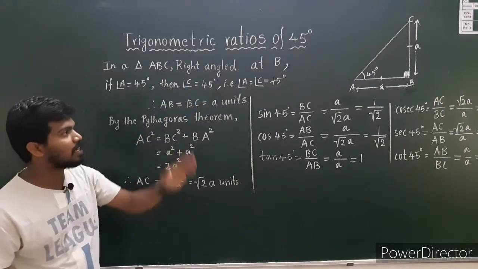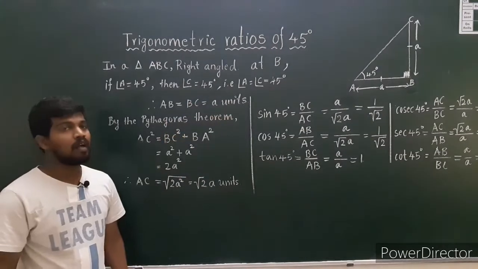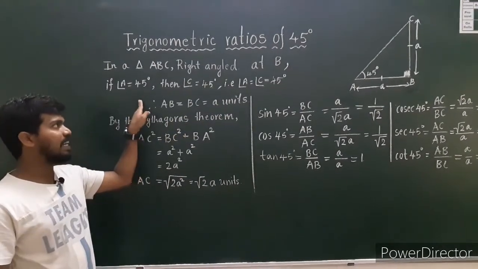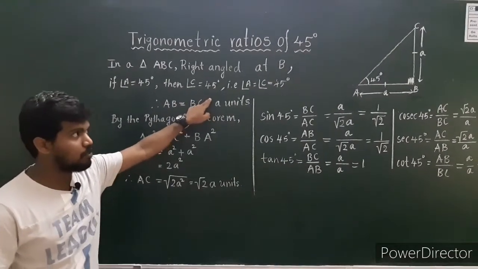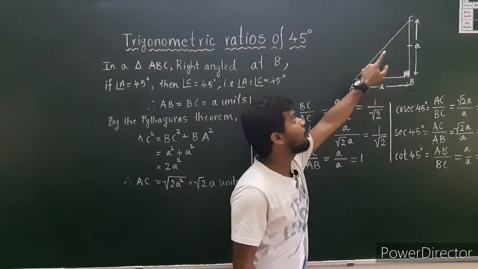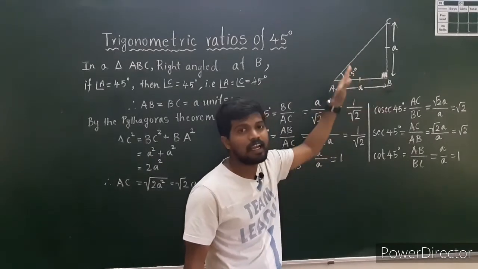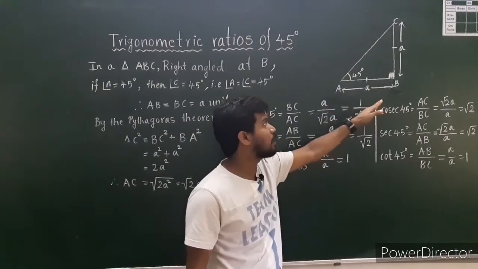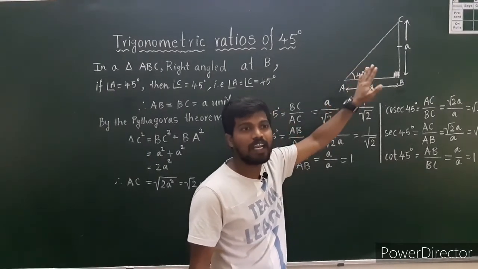First consider a triangle ABC, right angle at B. If angle A is equal to 45 degree, then angle C is also equal to 45 degree. Since you have 90 degree here, and one of the angles is 45 degree, the one more angle C is also 45 degree. Since the interior angles of a triangle sum to 180 degree, 90 plus 45 plus 45 gives 180 degree.